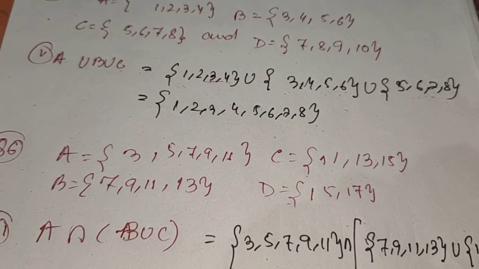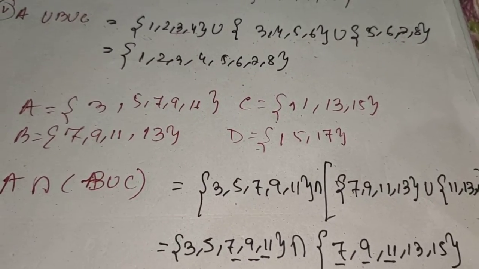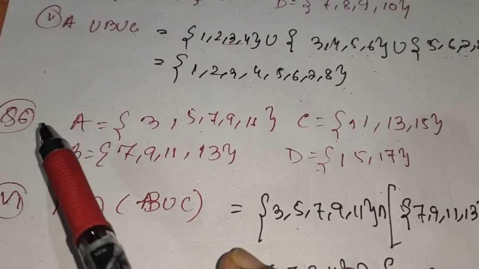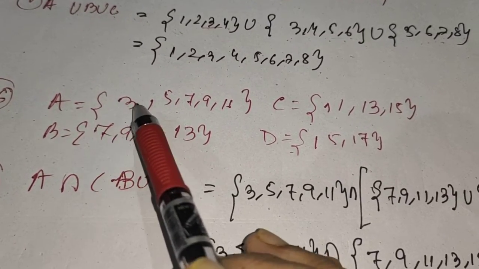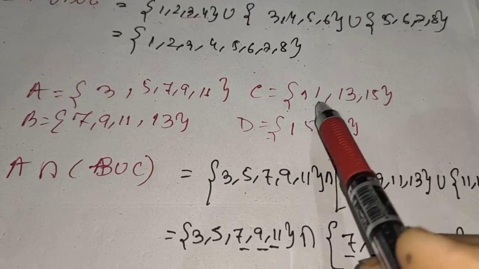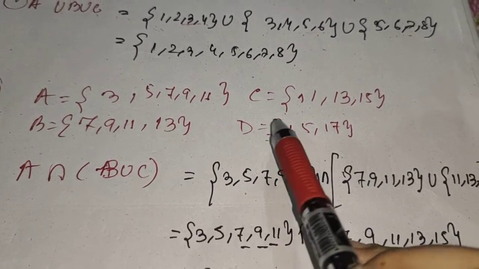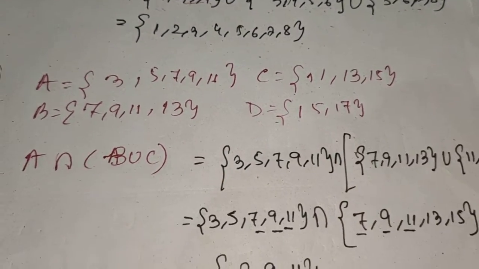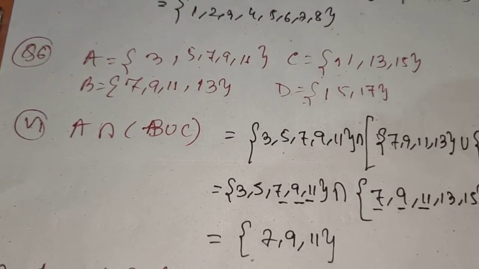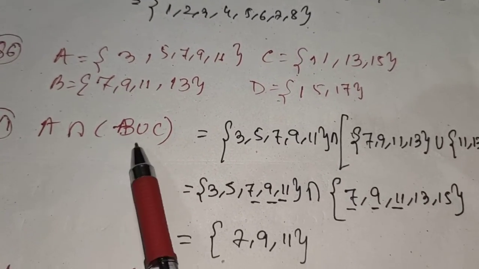Next is question number 6. Question number 5 is your home assignment. Question number 6: A is 3, 5, 7, 9, 11. C is given as 11, 13, 15. B is 7, 9, 11, 13, 15 and 17. So here I choose two questions. The first question is A union B, A intersection B union C.